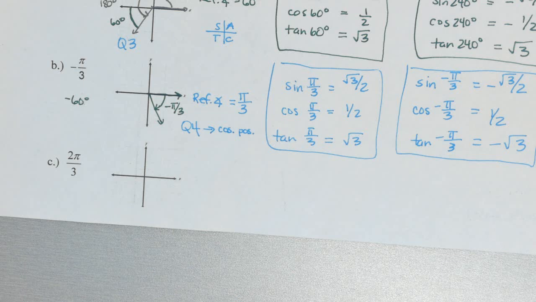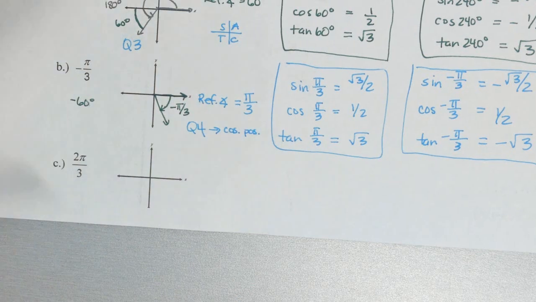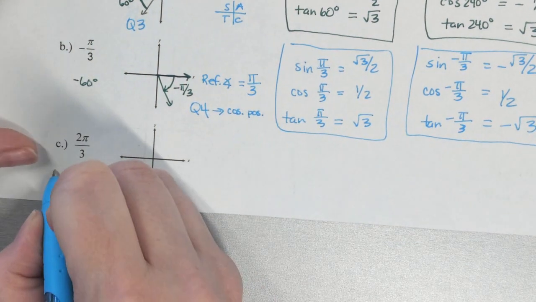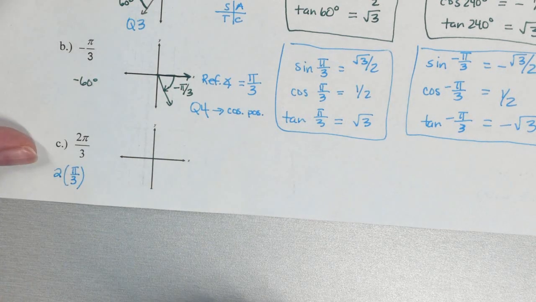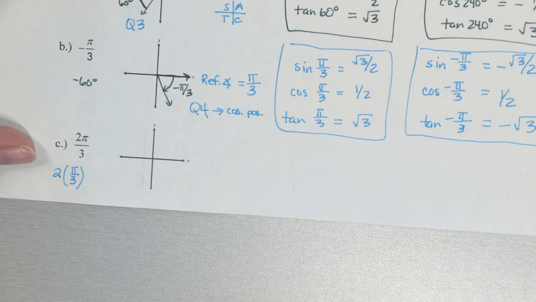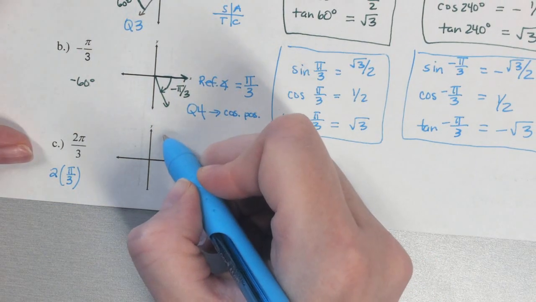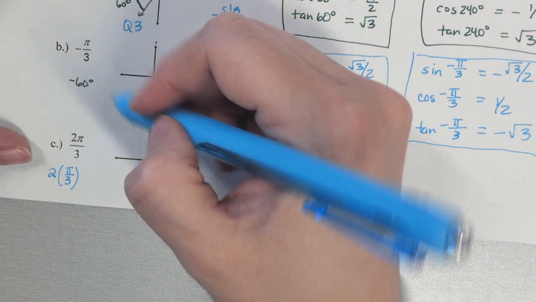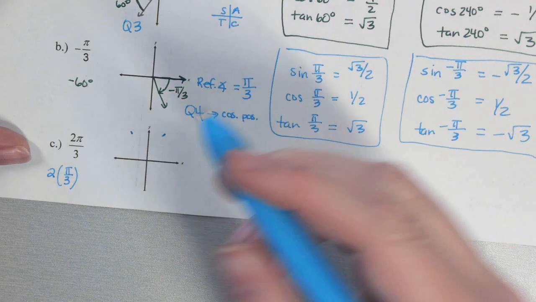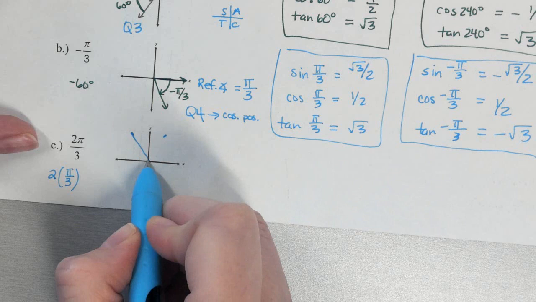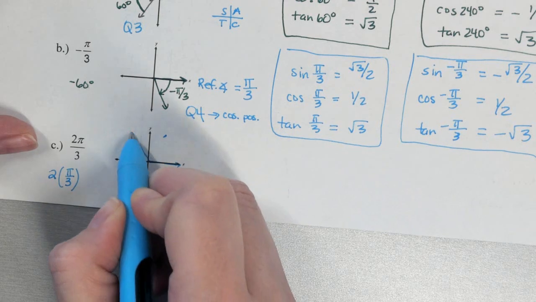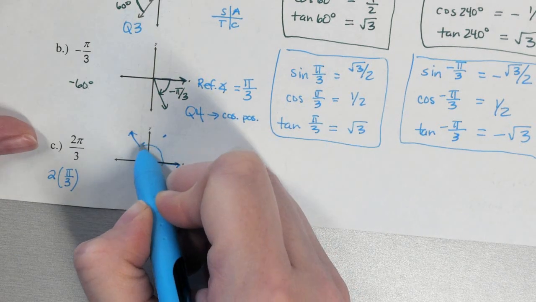All right, the last one when you're graphing, when it's 2 pi over 3, remember, think of this as going pi over 3 two times. And pi over 3 is how many degrees? Okay, so this would be 1 times 60. Here's my second 60. So here's my angle. This would be 2 pi over 3.